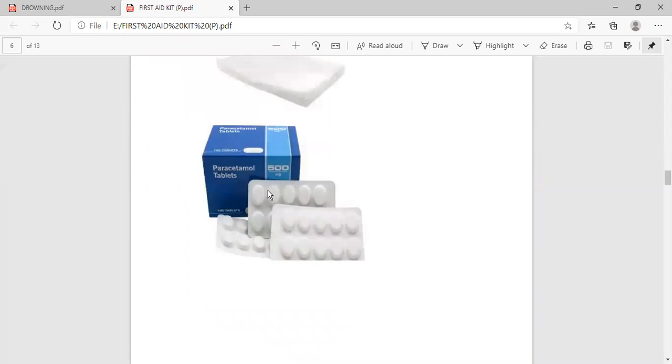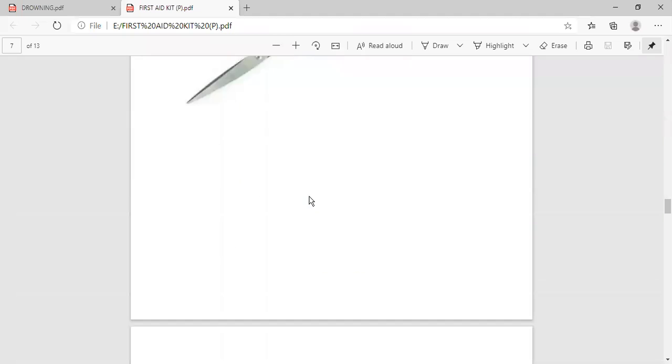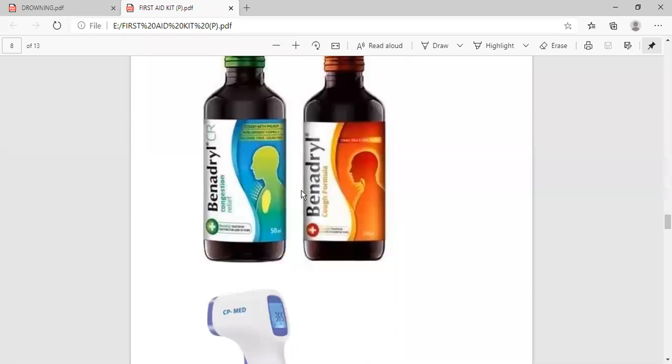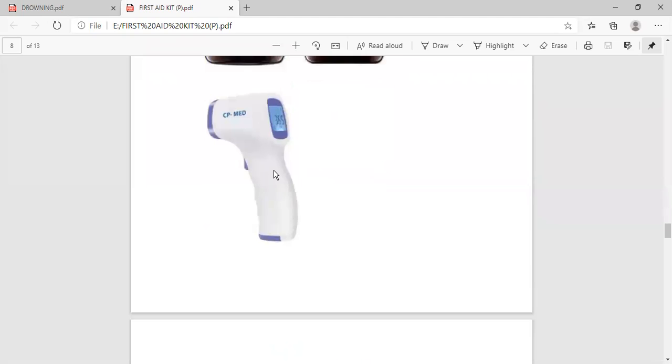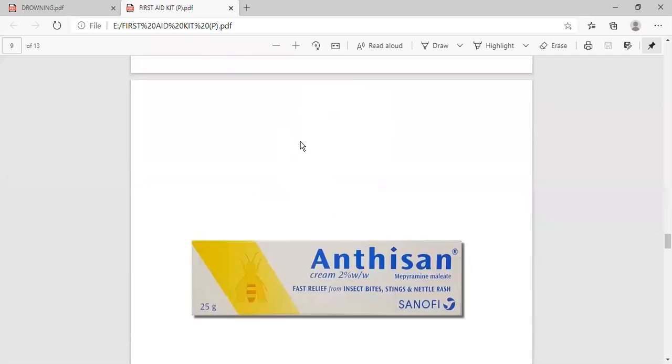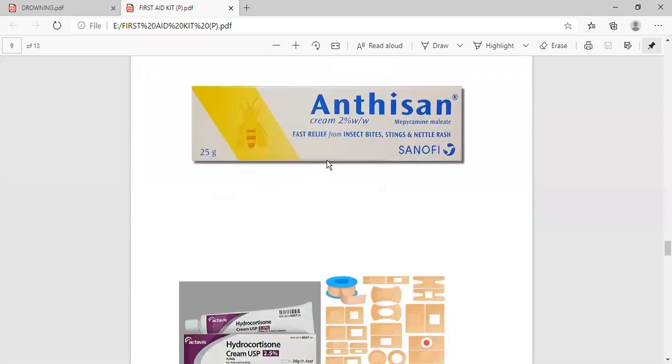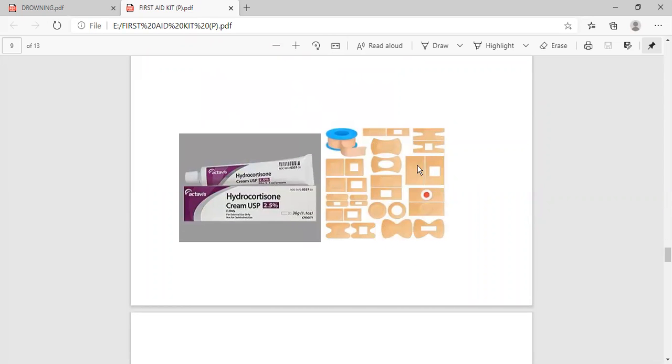I already showed you before. This is paracetamol. These are bandages. Cough syrup. Then this is a thermometer, used for measuring temperature. But you should use a digital one. This is not the perfect one. I will show it to you later on. Then these are your fast relief creams, antisan. Next is your hydrocortisone. Then these are the different shapes and sizes of bandages.